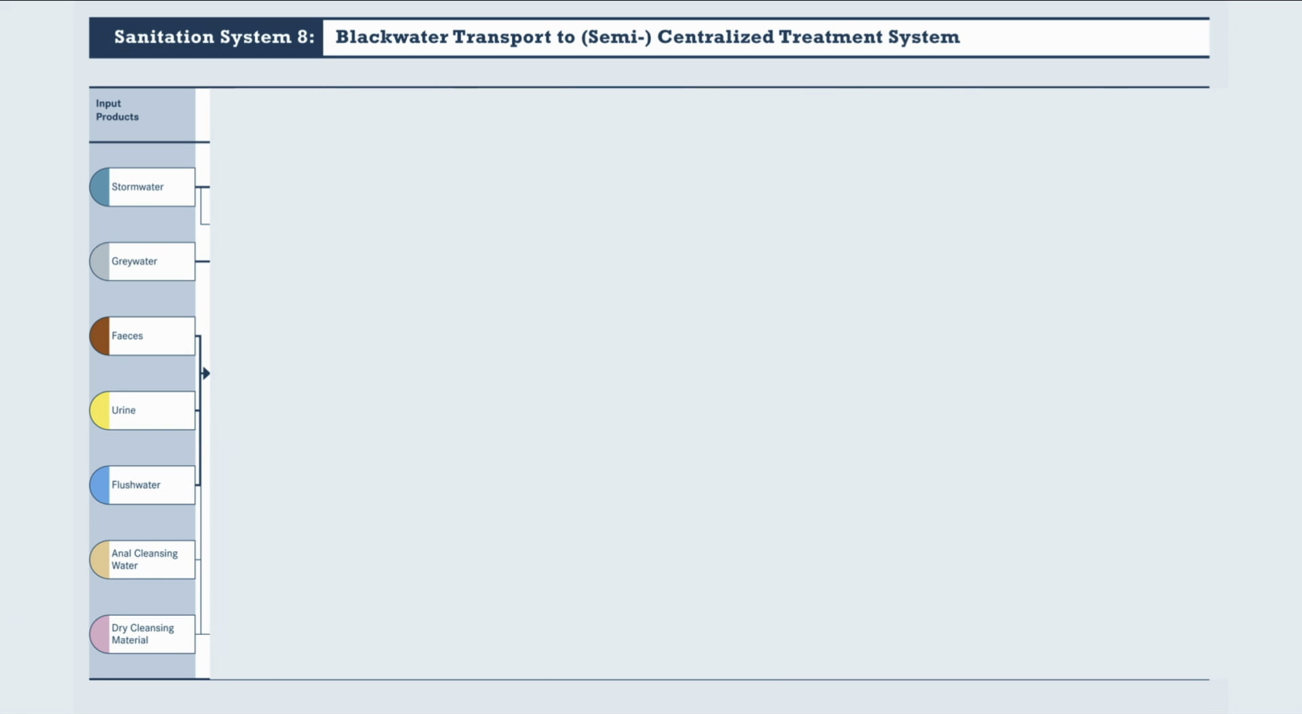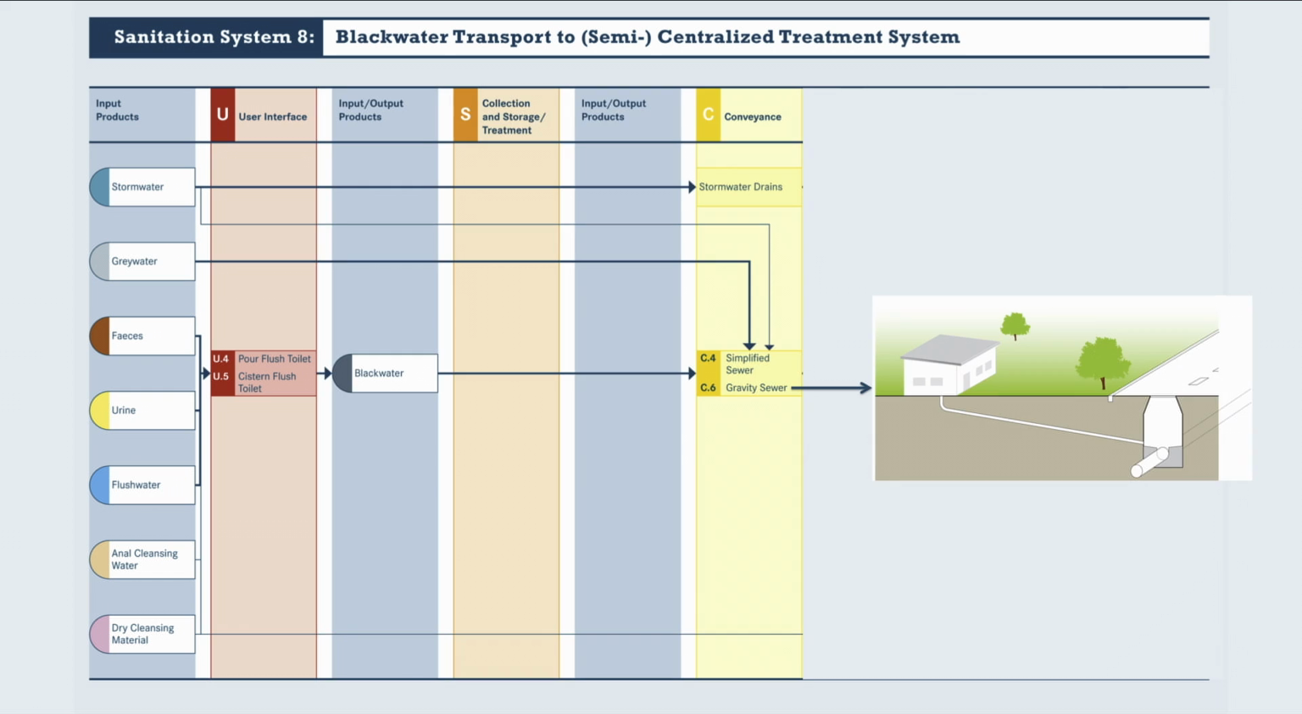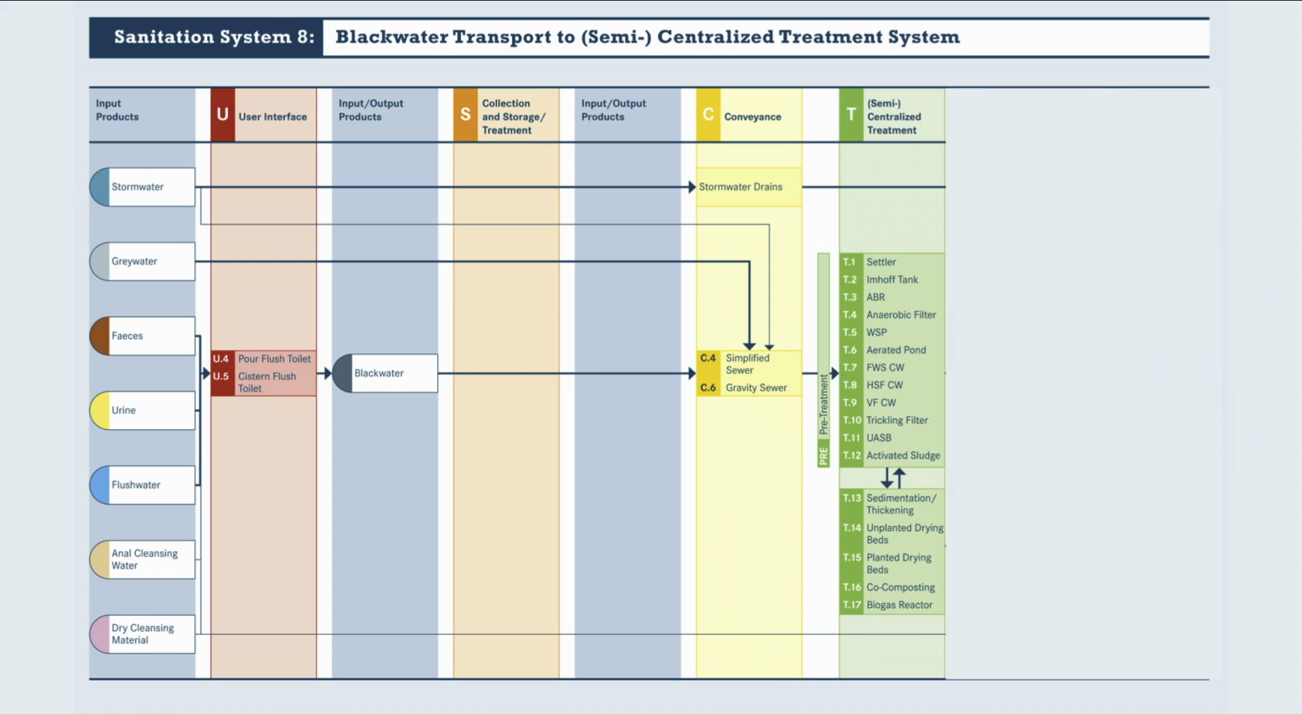This system, black water transport to semi-centralized treatment, is the typical system for most European and North American cities. A flush toilet generates black water, which is transported through a sewer to some sort of treatment. Notice here also that the black water will require some sort of pre-treatment to prevent the solids from clogging some of the more sensitive treatment systems. Even robust systems like those based on activated sludge should still include some sort of pretreatment just to ensure that no rubbish enters the treatment technology.